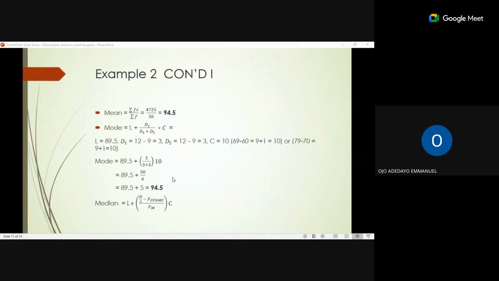So if you are not given the interval, you first of all get your range by checking those values that you have. Which one is the highest number? Let's say for instance your highest number is 120 and your lowest number is 50. By the time you do the subtraction, your range is going to be 70. That means that you've calculated your R.